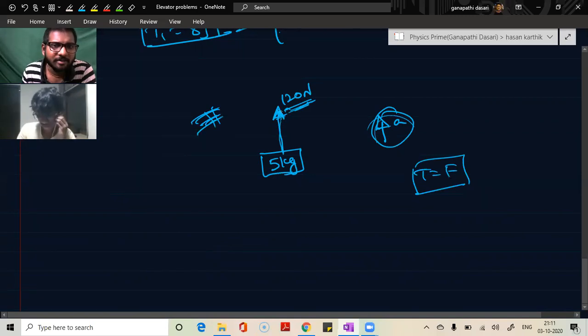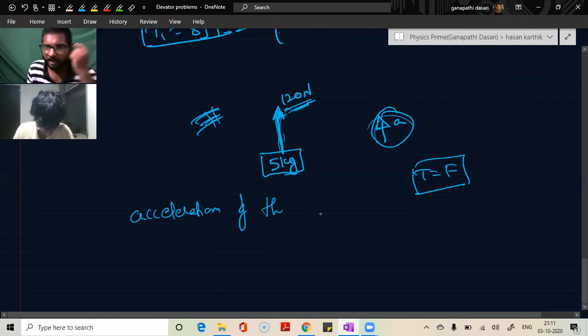Entire string tension will become that 120 Newtons. Now you tell me what is the acceleration of the block, in which direction it will be there. You draw the free body diagram, you'll be able to get it.